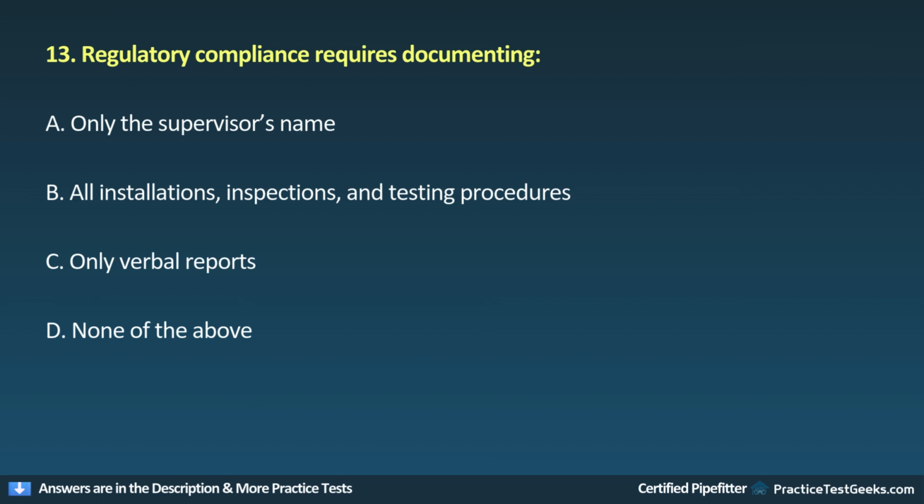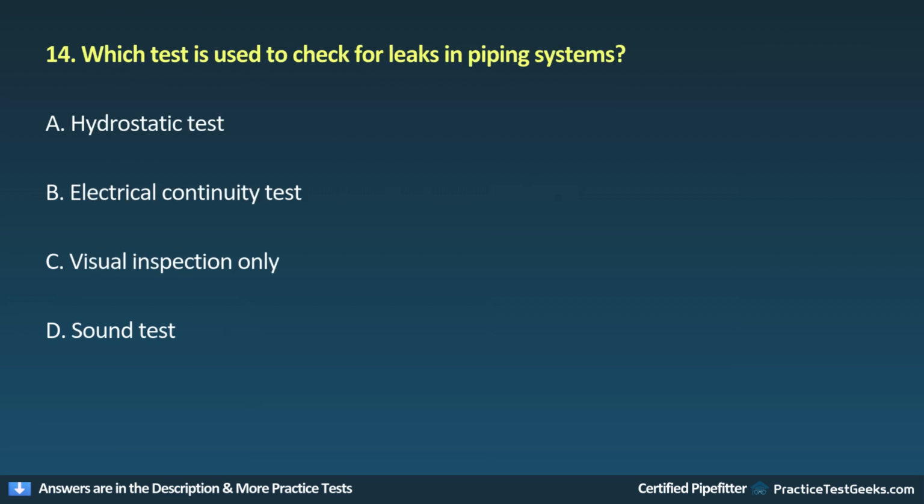13. Regulatory compliance requires documenting A. Only the supervisor's name. B. All installations, inspections, and testing procedures. C. Only verbal reports. D. None of the above. 14. Which test is used to check for leaks in piping systems? A. Hydrostatic test. B. Electrical continuity test. C. Visual inspection only.